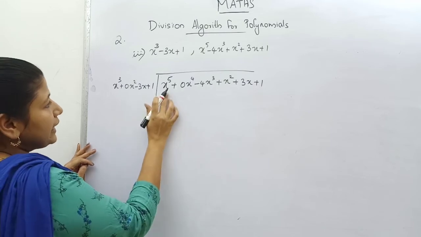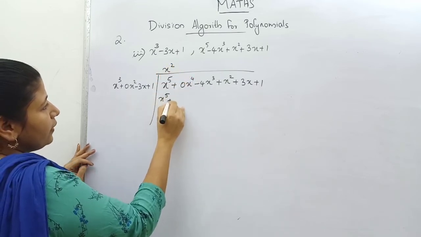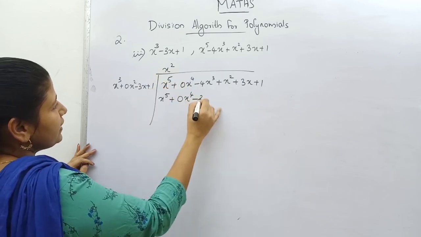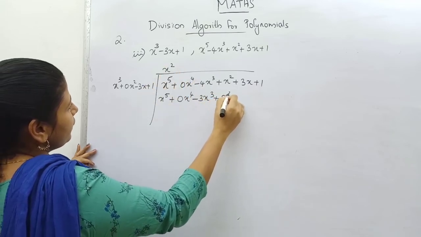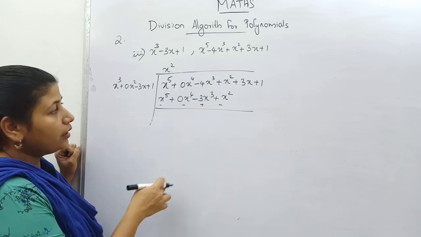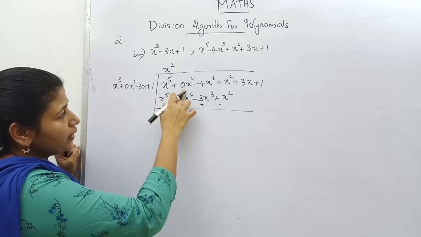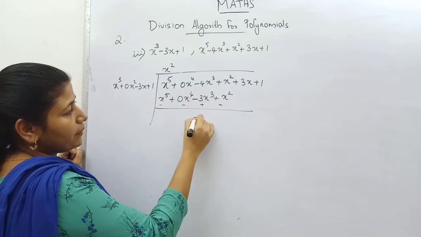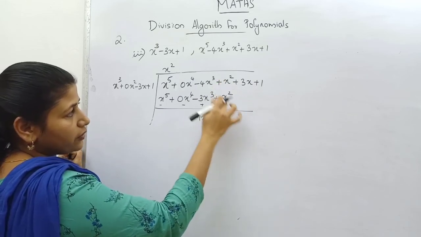We need x raised to 5, so we are multiplying with x square. Then you will get x raised to 5 plus 0x raised to 4, and x square into x is minus 3x cube. x square into 1 is plus x square. Subtract. Here we can subtract by changing the sign. x raised to 5 minus x raised to 5 is 0. Here is also 0. Minus 4x cube plus 3x cube is minus 1x cube. And here x square minus x square is also 0.